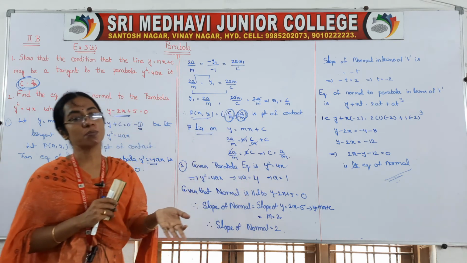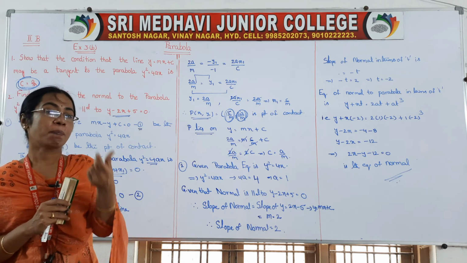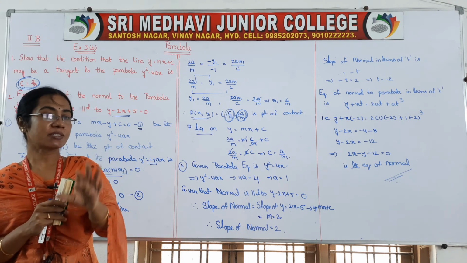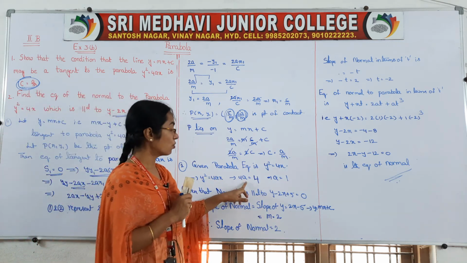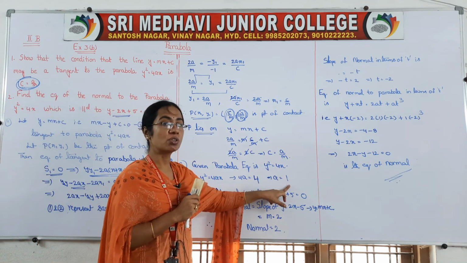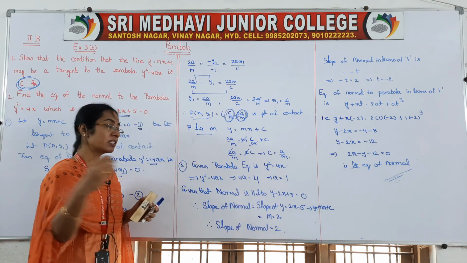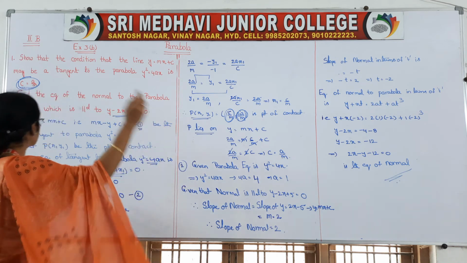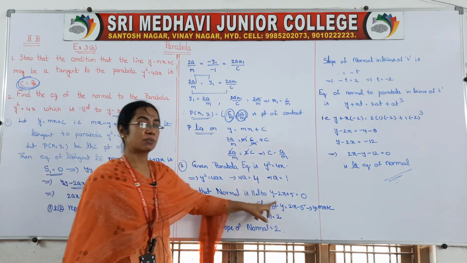In all the problems in parabola, to get our a value, we will compare the given formula with the standard form, then you will get your a value. Same thing I did here, 4a is equal to 4, a is equal to 1. Next, it is given that the normal is parallel to one line equation. Given lines, normal is parallel to this one.